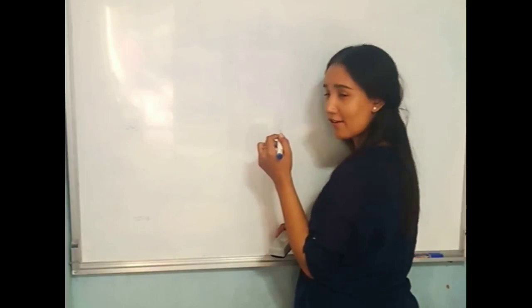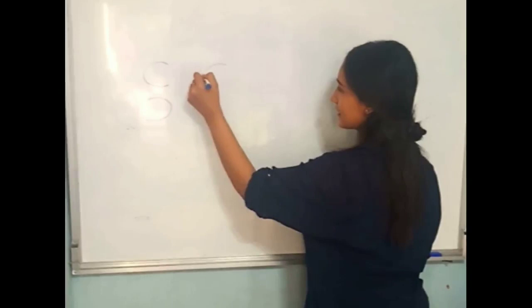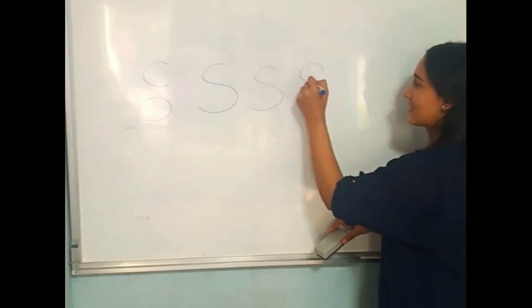Okay. R after, simple cup, another simple cup. If we write these simple curves together, it will become like this. S. S for snake.